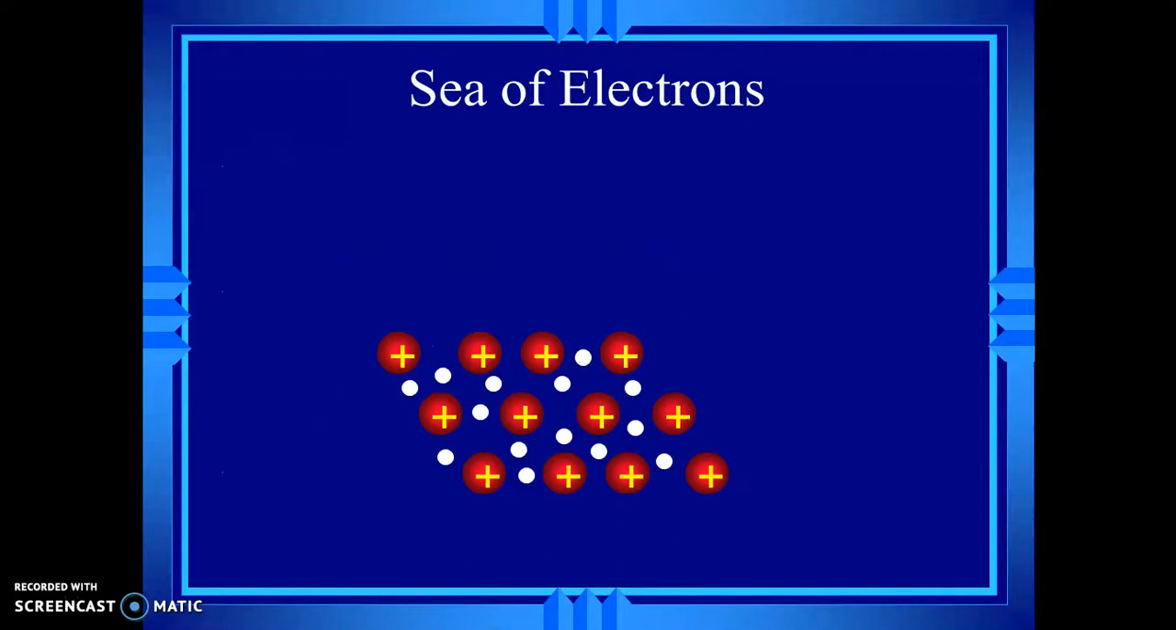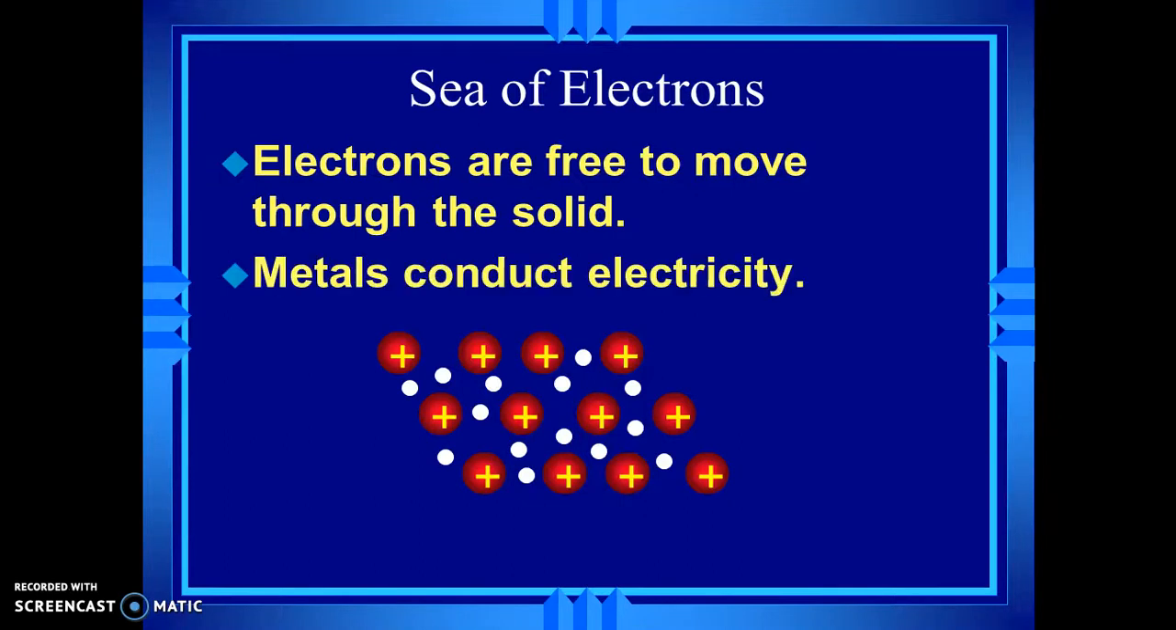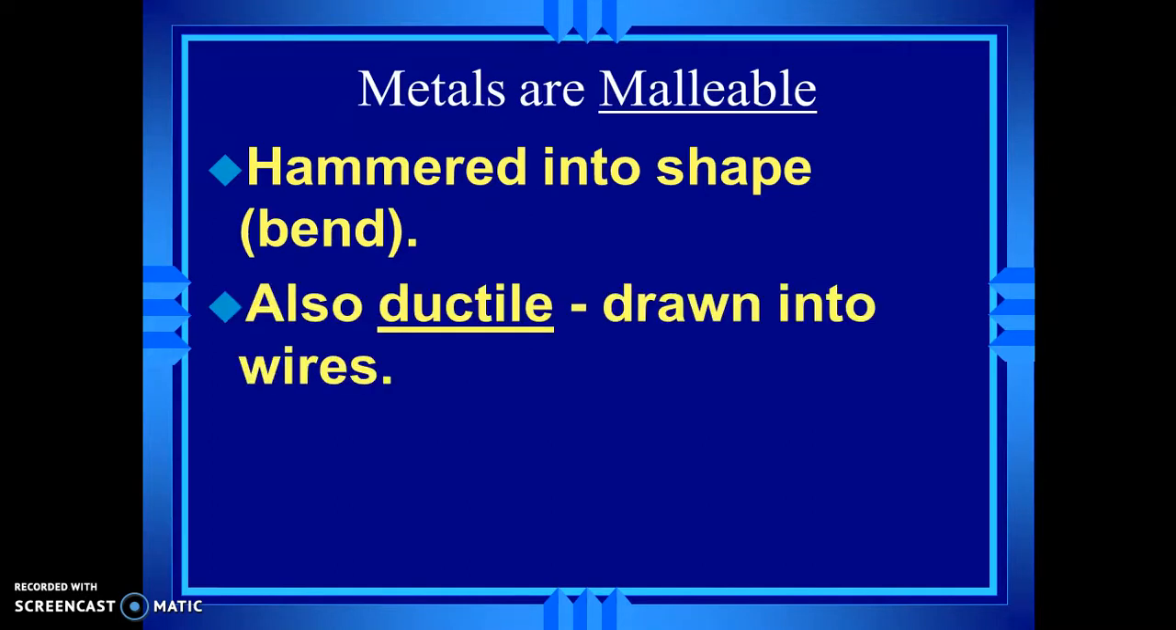If you look at that, your nucleus has all those protons in the center, so those are the big red balls that you see there. And then the white dots represent the electrons, and they're just flowing in between the different nuclei that are next to each other. So they are free to flow, and conducting electricity, electrical current, is really just when charge moves from one place to another. So that's why they make good electrical conductors. This also is what gives them their properties of being malleable and ductile. Malleable, like I said, is where you can be hammered into a shape and bend, whereas ductility means you can be drawn into wires.